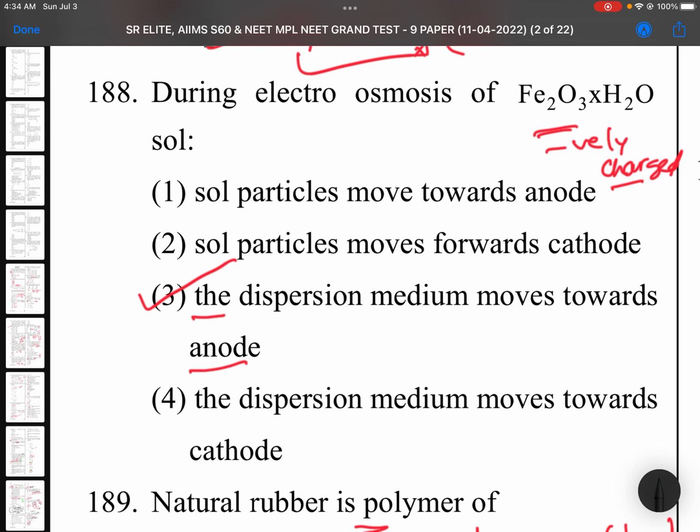During electroosmosis of Fe2O3.xH2O, it is a negatively charged sol. So the dispersion medium moves towards the anode. So this is NCERT, memory based. Surface chemistry lesson.